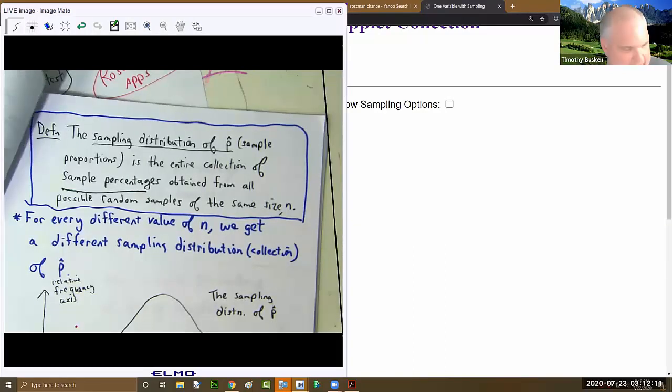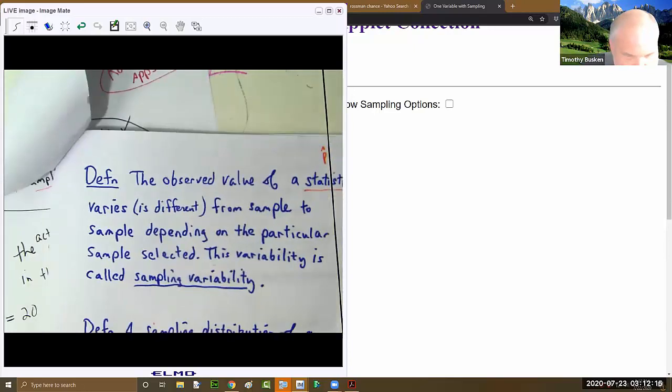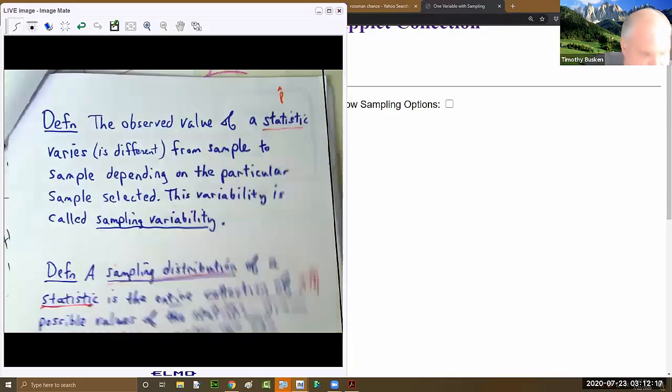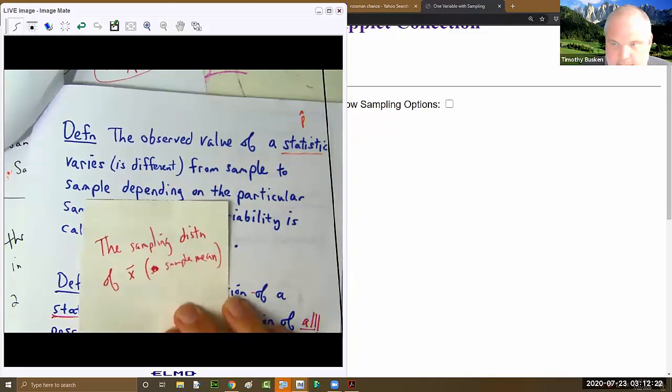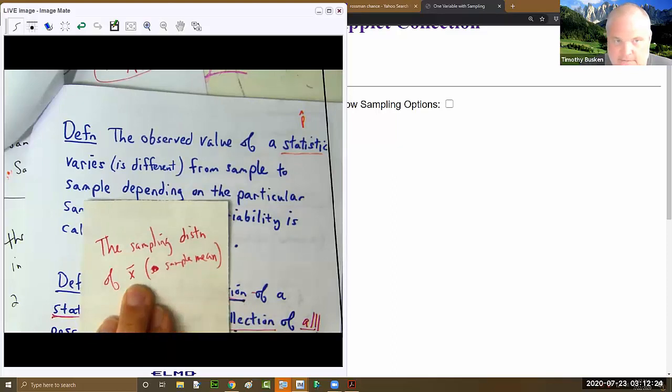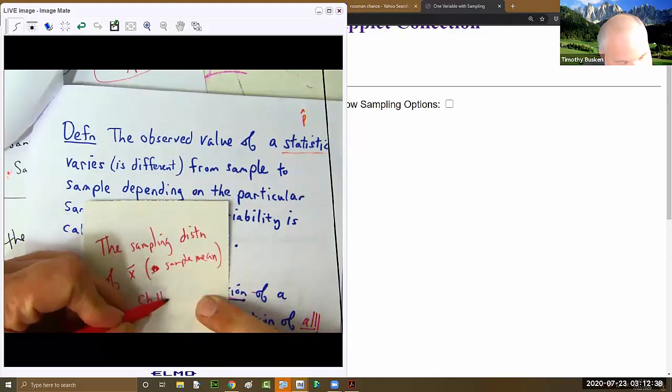Okay, so I'm back, and I wanted to add to what I said about the sampling distribution of X bar. This would be the entire collection of sample means taken from all possible random samples of the same size. And this is the topic of chapters, I think it's 11 and 12.